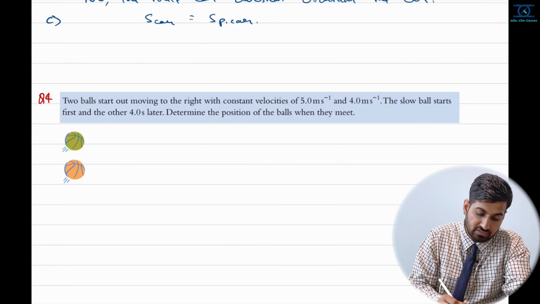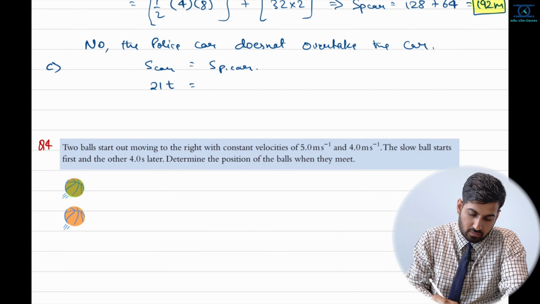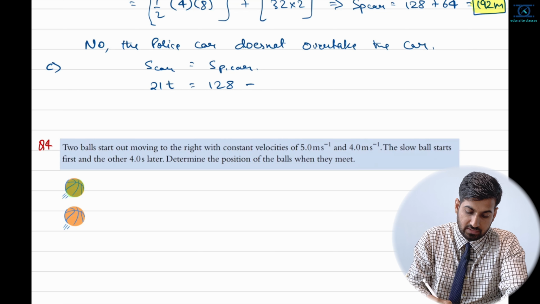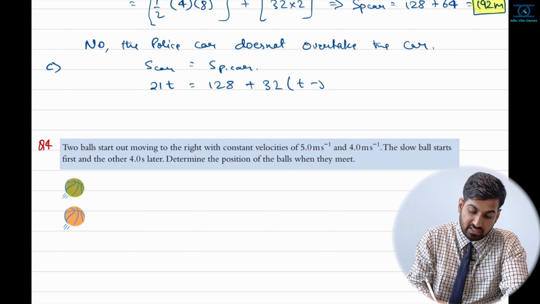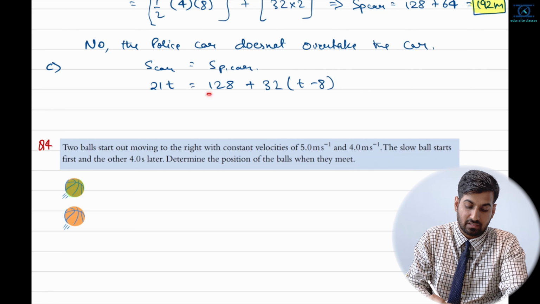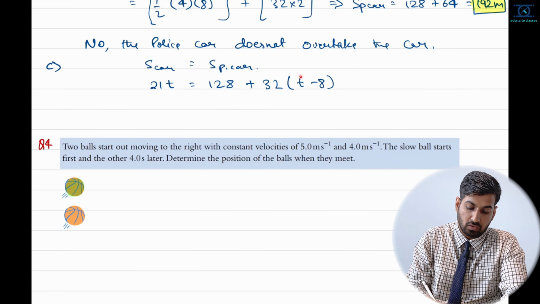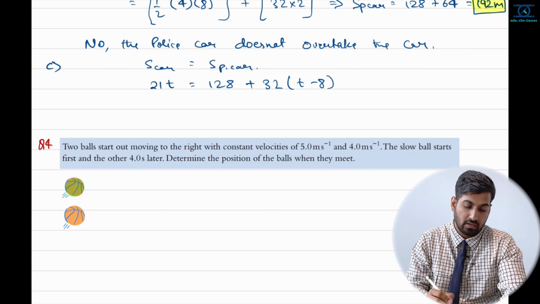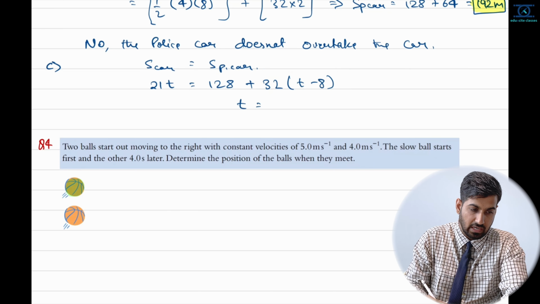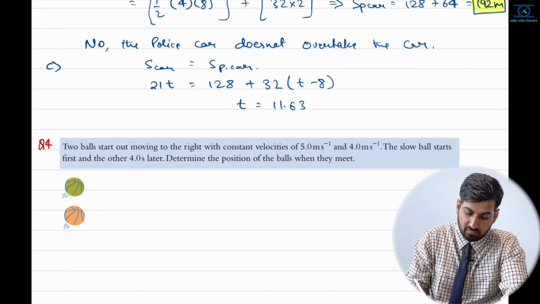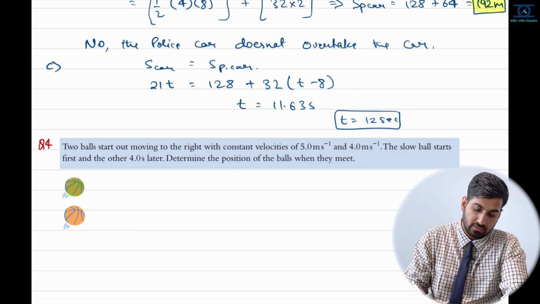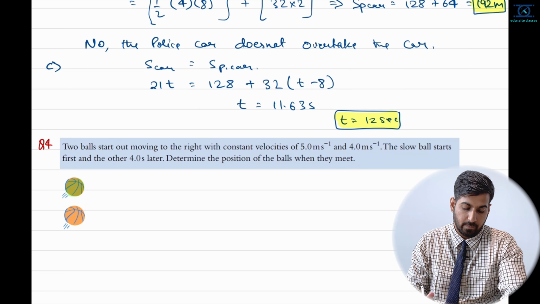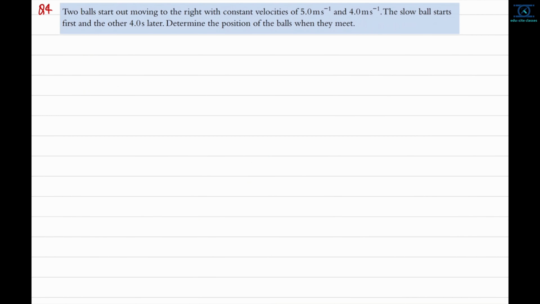So use your common sense: this will be 21 times t equals the displacement for the first 8 seconds, 128, that we have already calculated, plus speed into time. Now t minus 8, why? Because in the first 8 seconds it is accelerating, so we have already taken that displacement. So the total time minus 8 will be the time covered with the speed of 32. Solving for t, you will get 11.63 seconds, which I can say t is equal to 12 seconds. So this will be your answer for the C part. Okay, pause the video and solve question number 4.